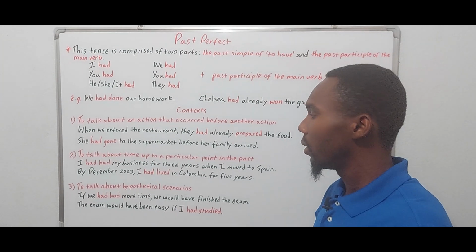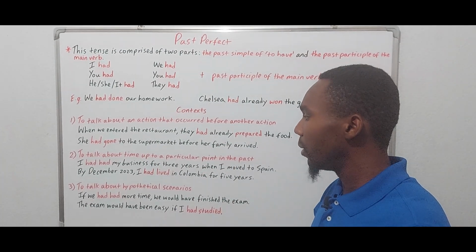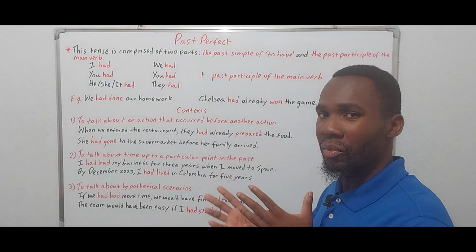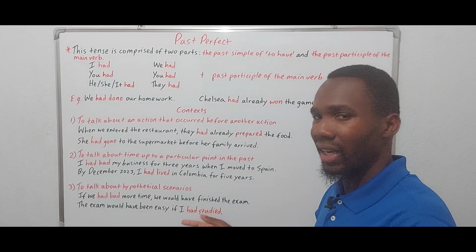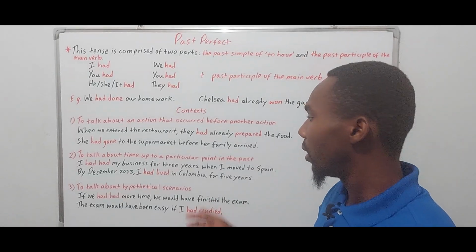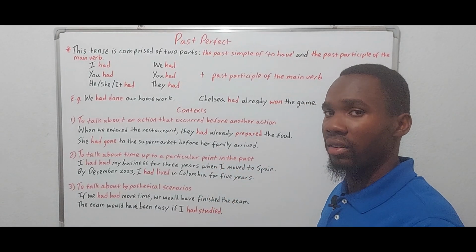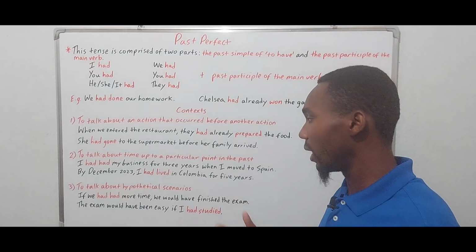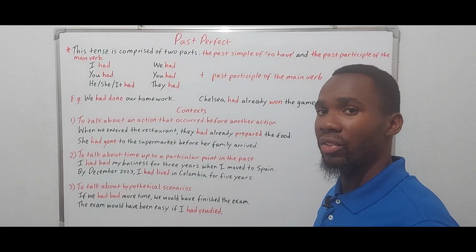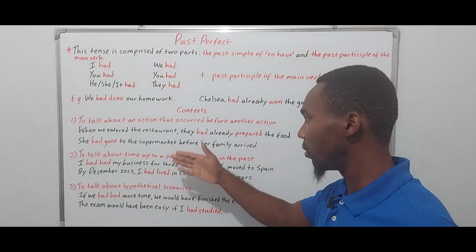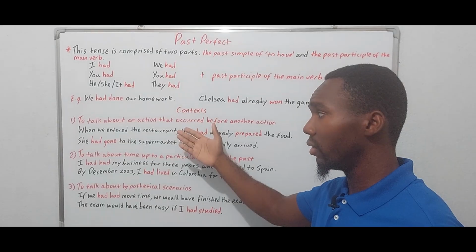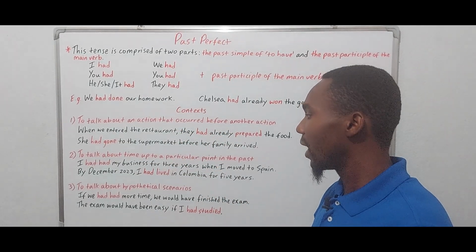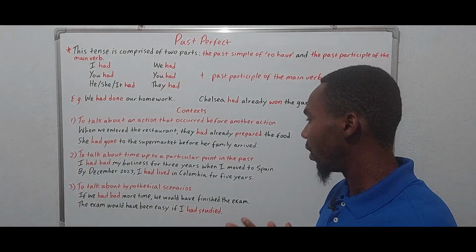Good. 3. To talk about hypothetical scenarios. Now, with this usage, this is more of the subjunctive, but it has the same form, right, as the past perfect. But this is subjunctive because this is not based on reality, right? These are not situations that actually occurred, such as uses 1 and 2, right? So let's see.